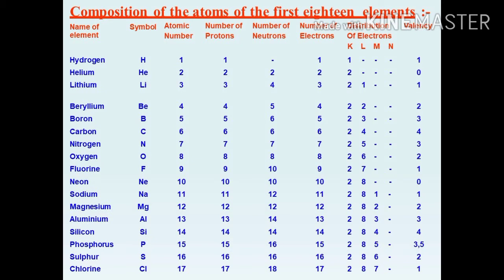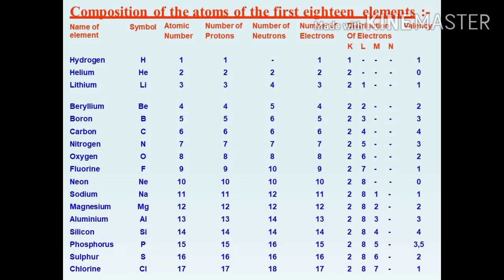Lithium also, atomic number 3. Number of protons 3. Number of neutrons 4. Number of electrons 3. Distribution of electrons: total 3 electrons are there. So how many orbits will come? 2 orbits.